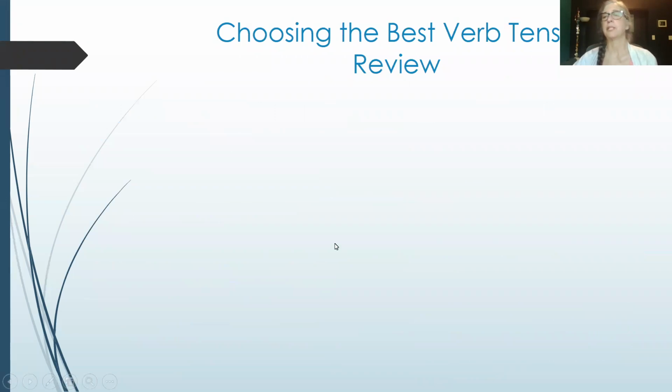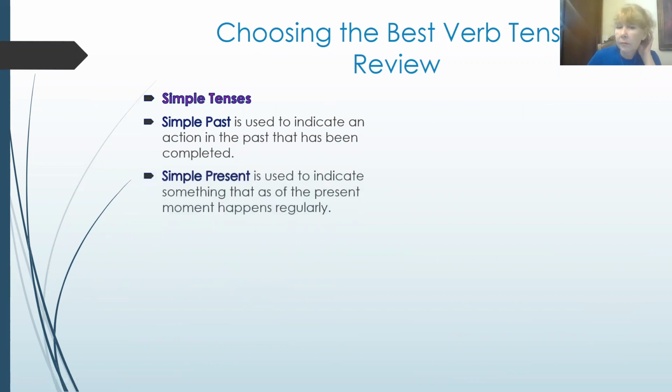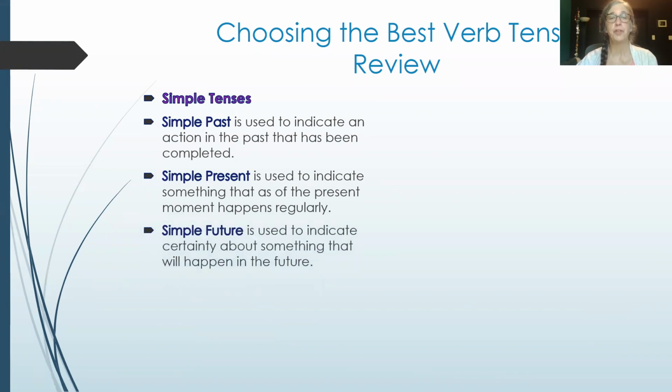All right, so let's do a little review and then we're going to do some practice, okay? Let's look at our simple tenses again. Simple past is used to indicate an action in the past that has been completed. The simple present is used to indicate something that as of the present moment happens regularly. The simple future is used to indicate certainty about something that will happen in the future.